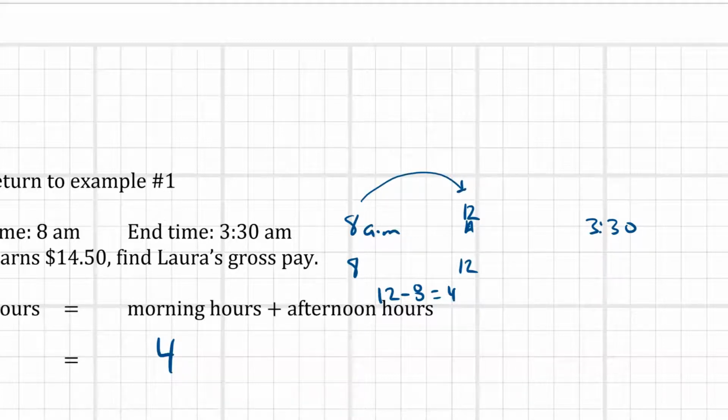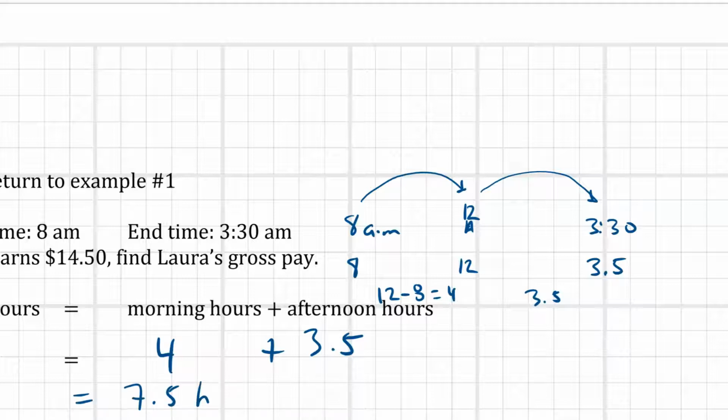Okay, for the afternoon, from here to here was 4 hours, 12 minus 8. From here to here, really the only thing we have to do is say, what is 3 hours and 30 minutes in decimal? So that 30 is half of an hour, so it's 3.5. So it's 3.5 afternoon hours, so I'm going to say plus 3.5. 4 plus 3.5 is 7.5 hours.